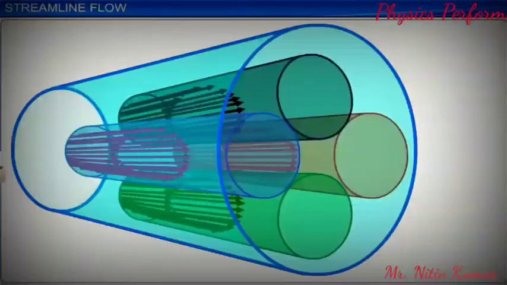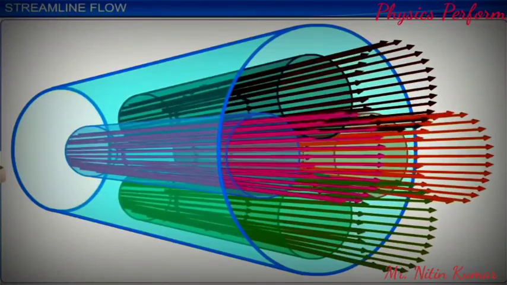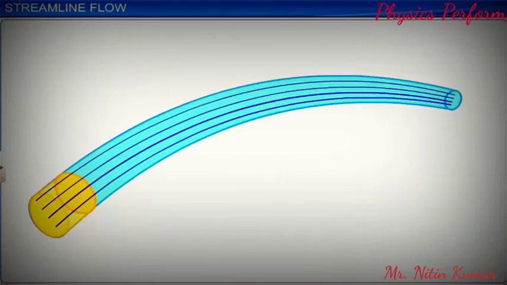We have learnt earlier that a fluid flowing through a tube of flow does not intermix with the fluid in other tubes. This implies that the total mass of the fluid entering a given tube through any cross-section of the tube in a given time interval is equal to the total mass of the fluid flowing out of the tube from any other cross-section in the same time interval.